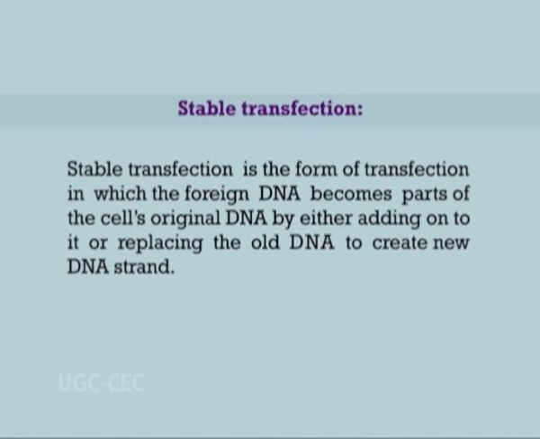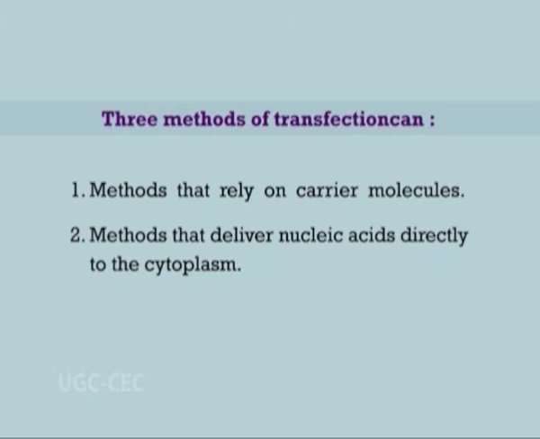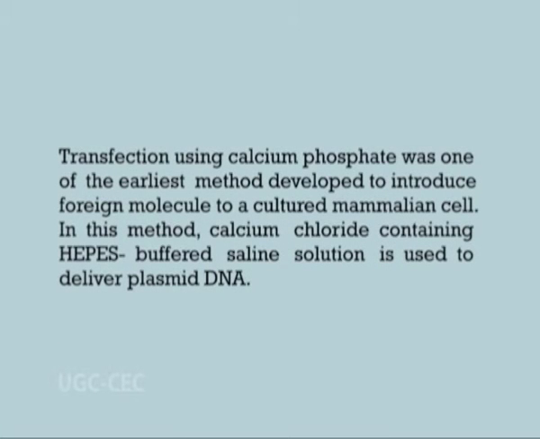So transfection methods can be divided into three groups. The first one is methods that rely on carrier molecules. The second one is methods that deliver nucleic acid directly to the cytoplasm. And finally, the methods that employ viral vectors. Transfection using calcium phosphate was one of the earliest methods developed to introduce foreign molecules to a cultured mammalian cell. In this method, calcium chloride containing HEPES buffered saline solution is used to deliver plasmid DNA.